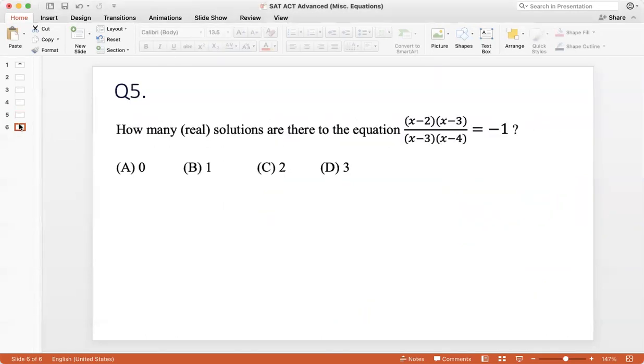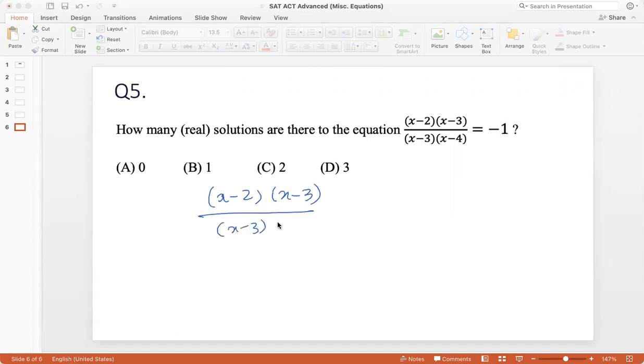Okay. Question 5. How many real solutions are there to the equation x minus 2 times x minus 3 divided by x minus 3 times x minus 4 is equal to -1? Now, the first thing I notice here is that my denominator is x minus 3 into x minus 4. So x cannot be 3 or 4, because if x is 3 or 4, the denominator becomes 0 and the fraction is not defined. So the first thing is x cannot be 3 or 4.